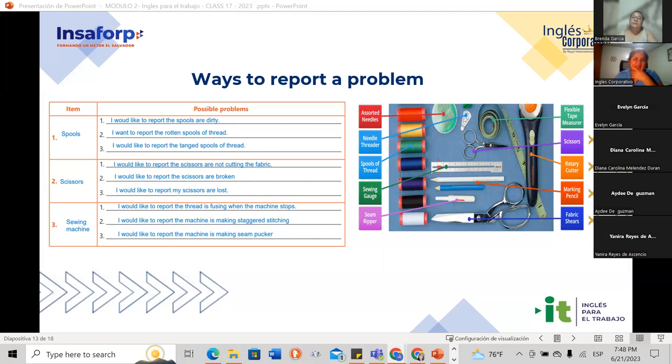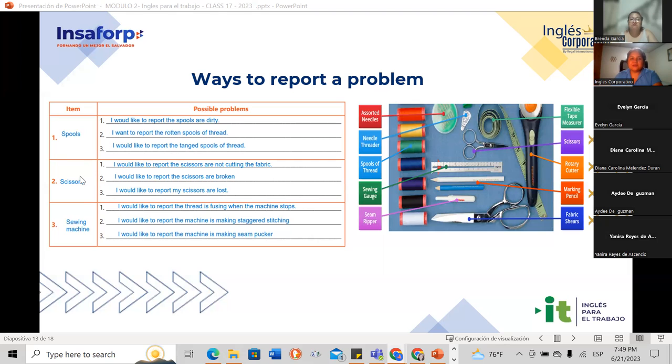Okay, that is an example. Okay, tank means enredado, okay? I would like to report the tank is full of thread. Ajá, como por ejemplo que el hilo está enredado. That could be another problem.